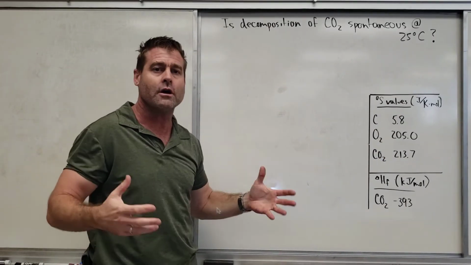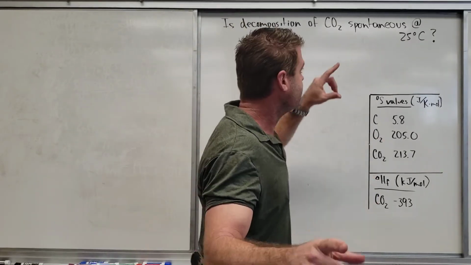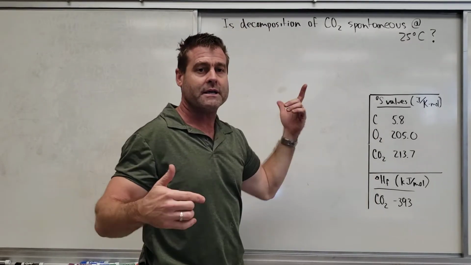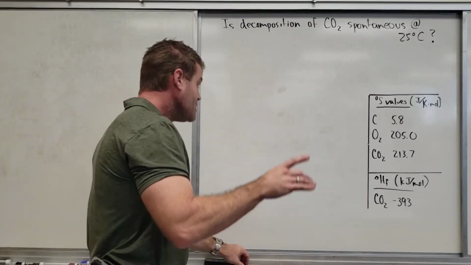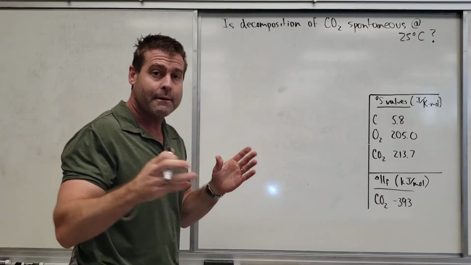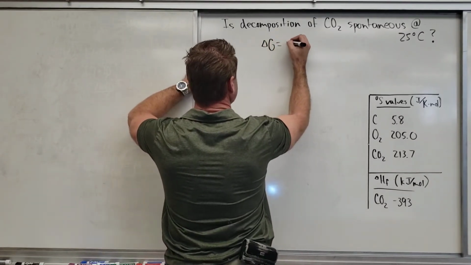Because we can get it to occur if we input energy, but on its own at 25 degrees Celsius. And you'll notice I have to put a temperature because a lot of these processes are temperature dependent. So in this case, if I want to predict whether or not a reaction is going to happen, what do I need to use? Right off the bat, the Gibbs free energy equation.